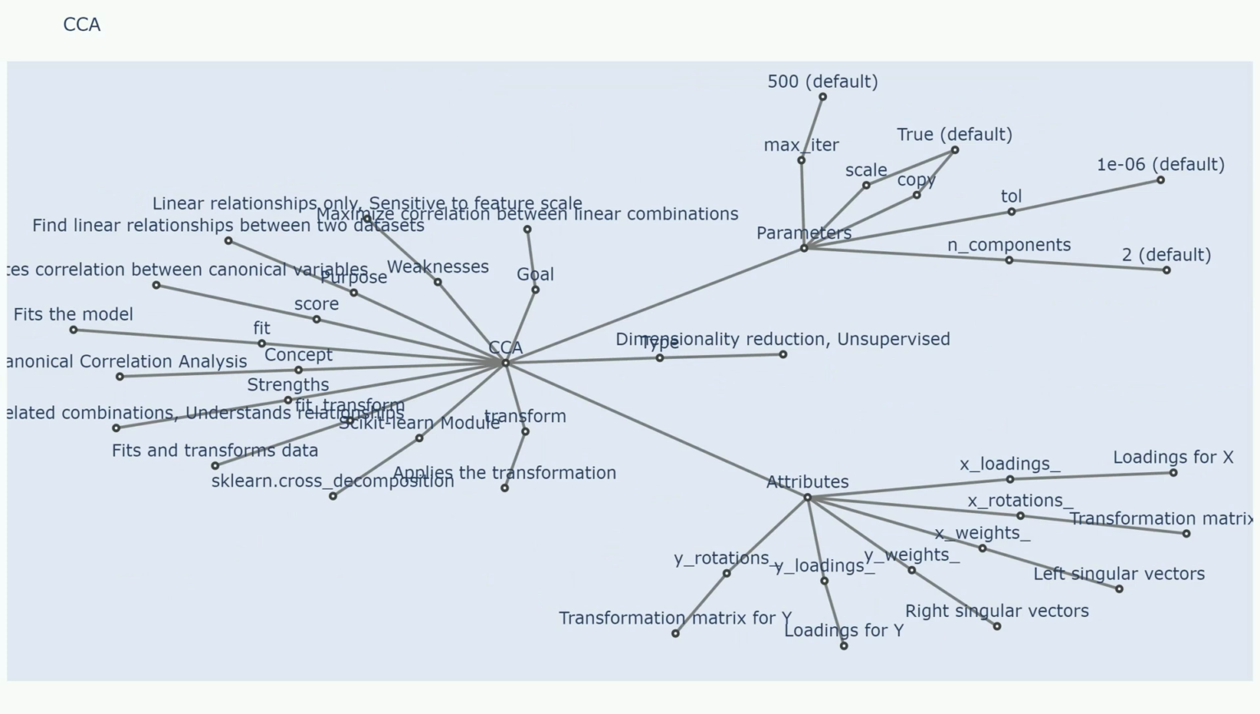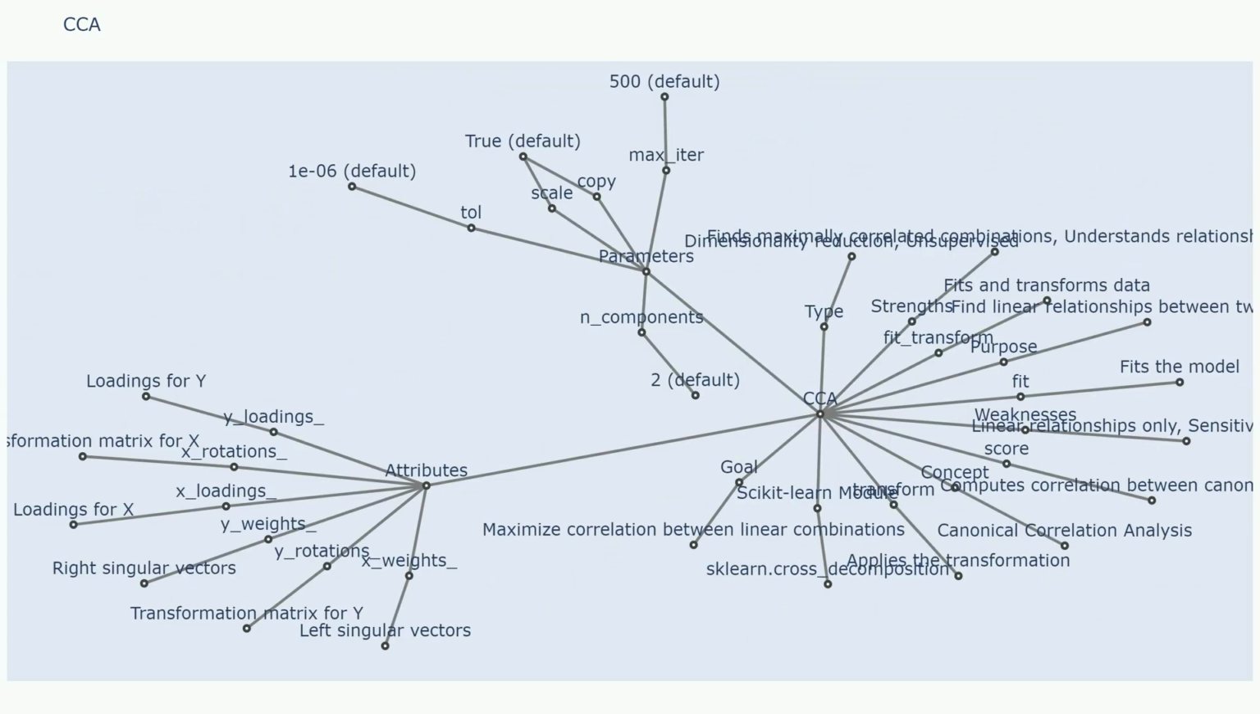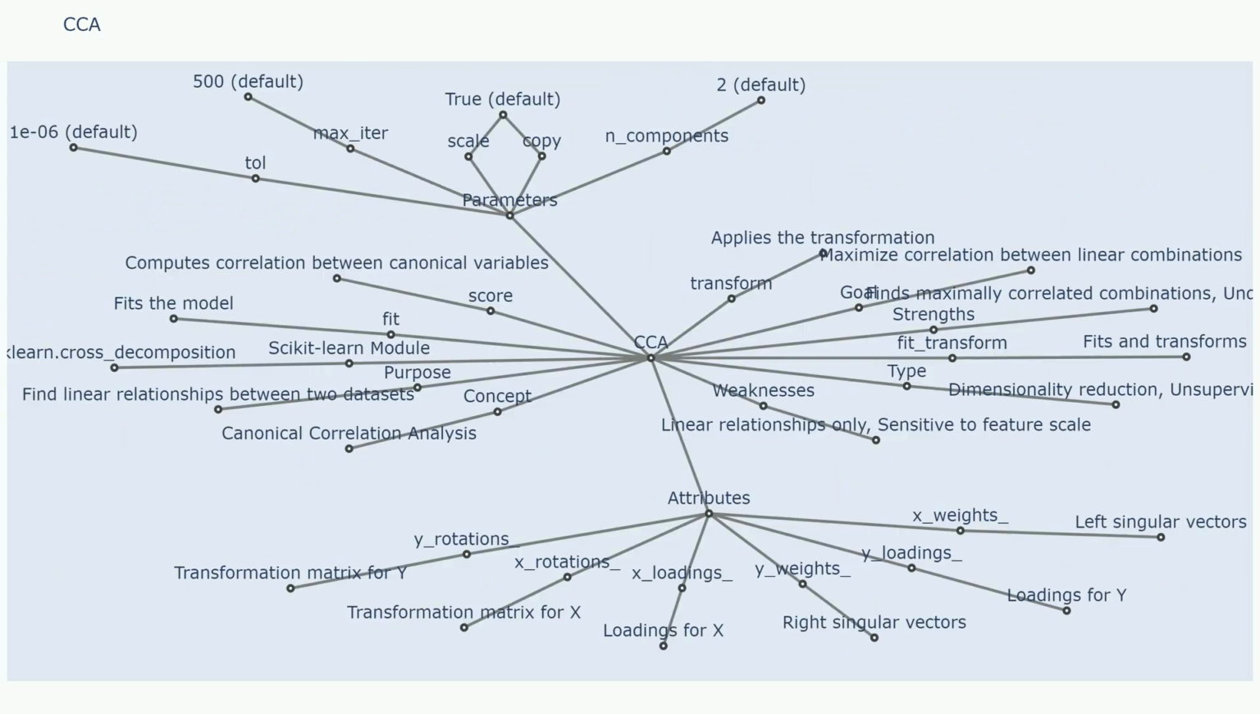Use cases. Discovering relationships between different types of data, such as gene expression and clinical data. Analyzing multivariate data to identify common patterns across different variables. Reducing dimensionality of data by projecting it onto a lower dimensional space defined by the canonical variates. Predicting one set of variables from another set of variables based on their correlations.